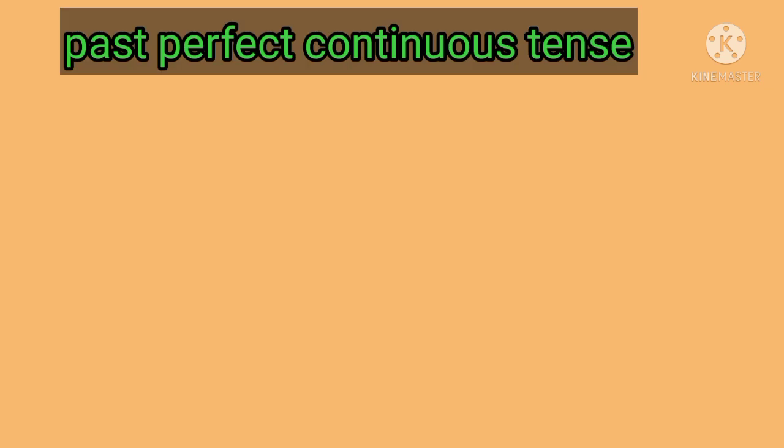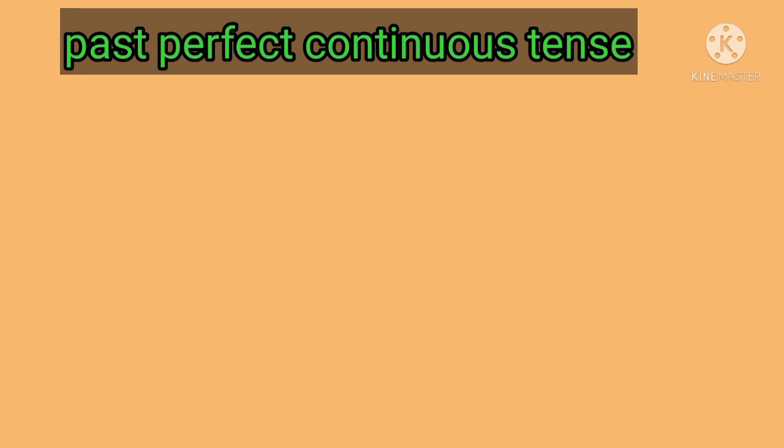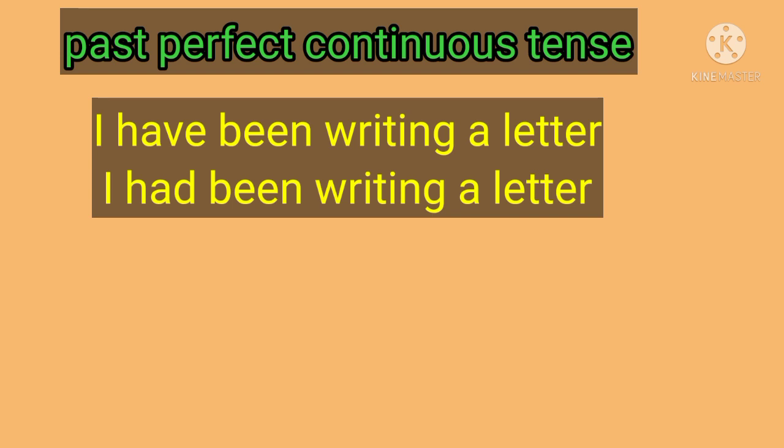Past perfect continuous tense is formed by replacing have or has by had. That is, the past form of the auxiliary verb to have is used in it. The example of present perfect continuous tense is I have been writing a letter, and if it has to be converted into past perfect continuous tense, it becomes I had been writing a letter.